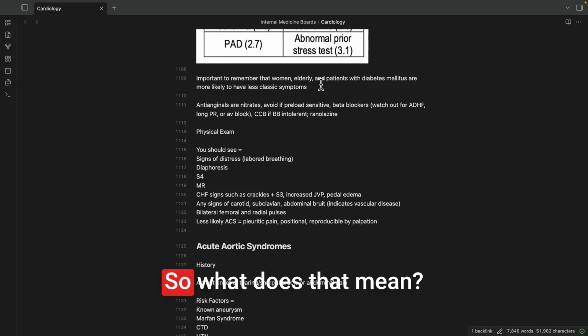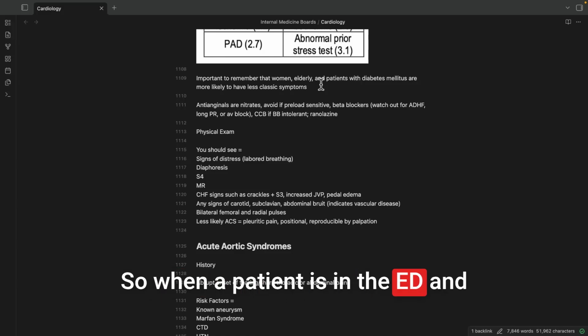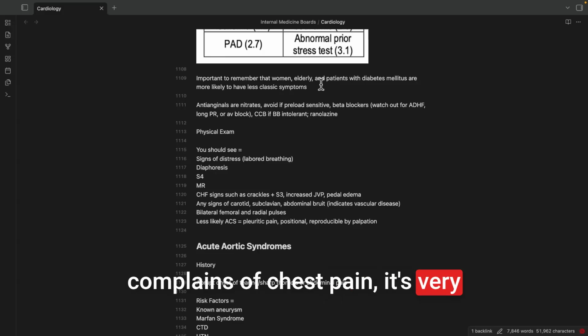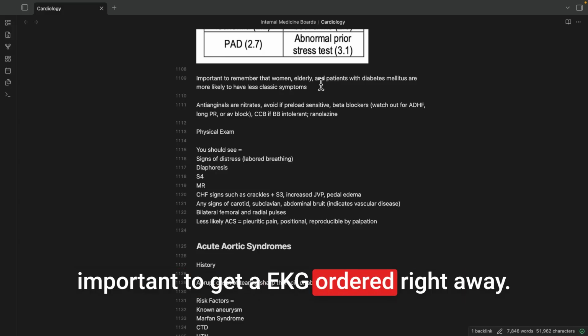So it's important to remember that women, elderly, and patients with diabetes mellitus are more likely to have less classical symptoms. So what does that mean? So when a patient is in the ED and complains of chest pain, it's very important to get an EKG ordered right away.